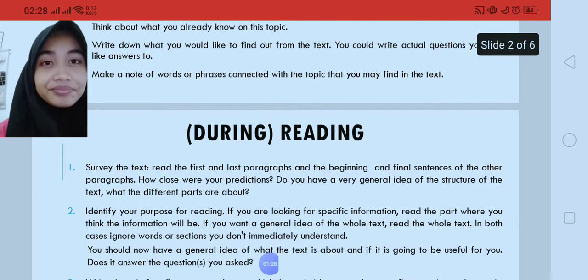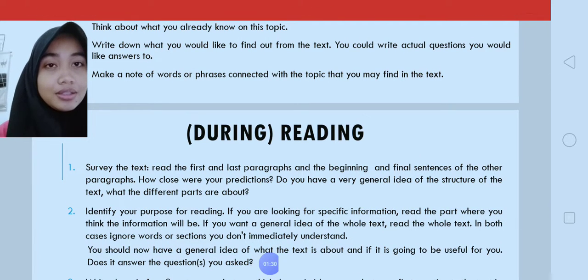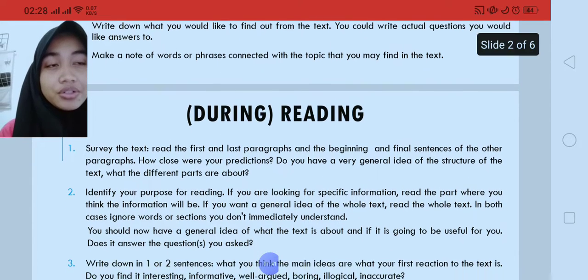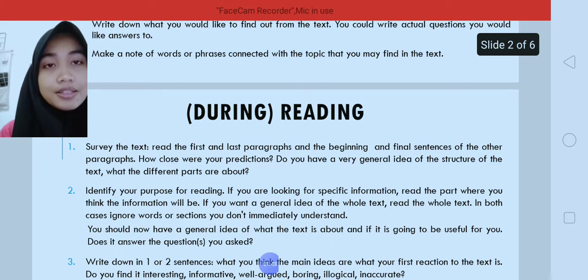During reading, survey the text. How do you survey it? Read the first and last paragraph and the beginning and final sentences of the other paragraphs. How close were your predictions? Do you have a very general idea of the structure of the text? What the different parts are about?